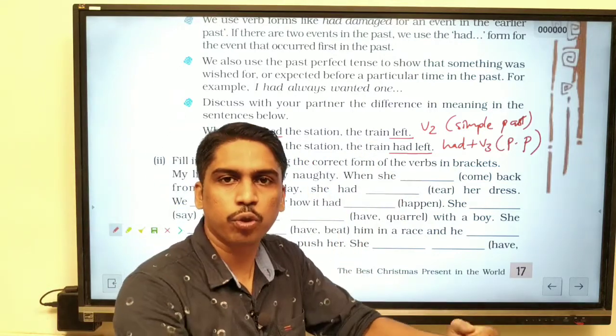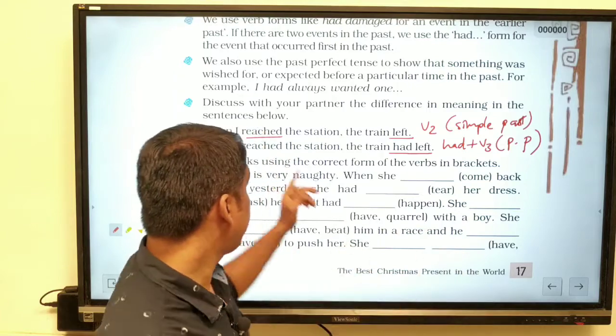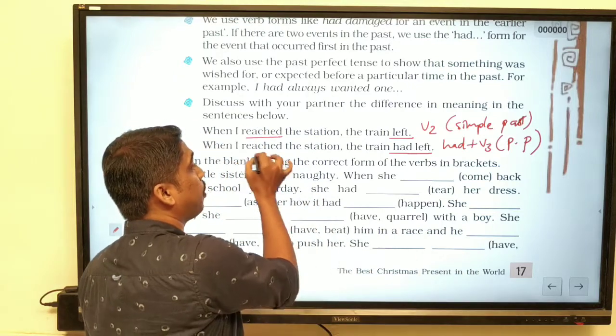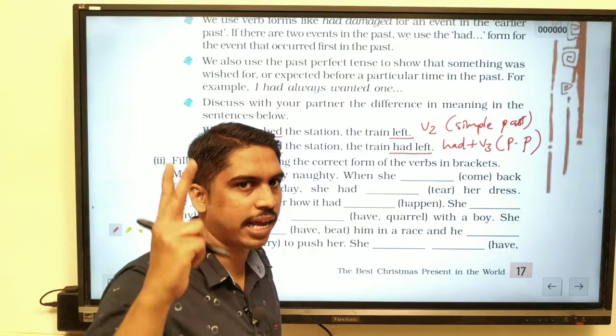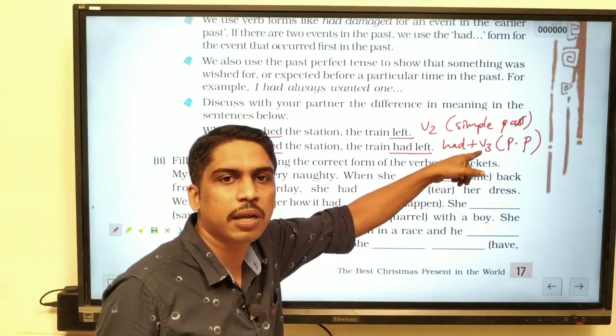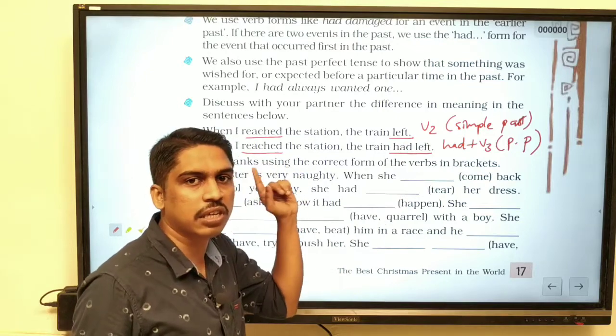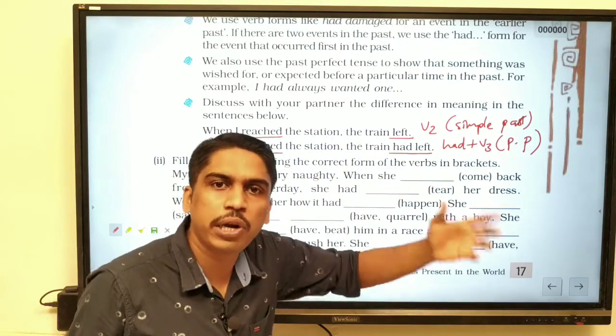സോ ഞാൻ അവിടെ എത്തുന്നു, ട്രെയിൻ പോകുന്നു, രണ്ടും സെയിം ടൈം. എന്നാൽ when I reached the station, ഇവിടെ സിമ്പിൾ പാസ്റ്റും ഇവിടെ പാസ്റ്റ് പെർഫെക്റ്റ് ആണ്. അപ്പൊ നമുക്ക് മനസ്സിലാക്കാം രണ്ട് ആക്ഷൻസ് അല്ലെ? രണ്ട് ആക്ഷൻസ് നടന്നതിൽ ആദ്യം നടന്നതാണ് ഇതെന്ന് മനസ്സിലാക്കാം. ഞാൻ അവിടെ എത്തിയപ്പോഴേക്കും, സ്റ്റേഷനിൽ ഞാൻ റീച്ച് ചെയ്തപ്പോഴേക്കും ട്രെയിൻ അവിടെ നിന്ന് പോയിട്ടുണ്ടായിരുന്നു.